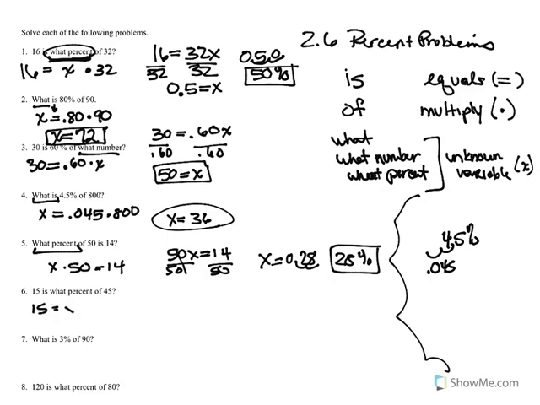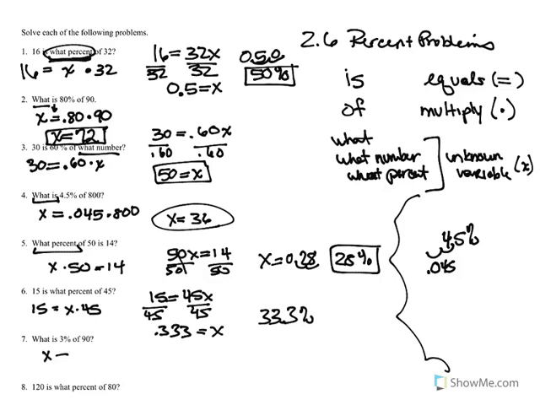Next, 15 is what percent of 45? So 15 is 45x. Divide both sides by 45. 15 divided by 45 is 0.33 repeating equals x. So we could just say 33.3%. It's good enough. Or if you just did 33%, that's okay too.